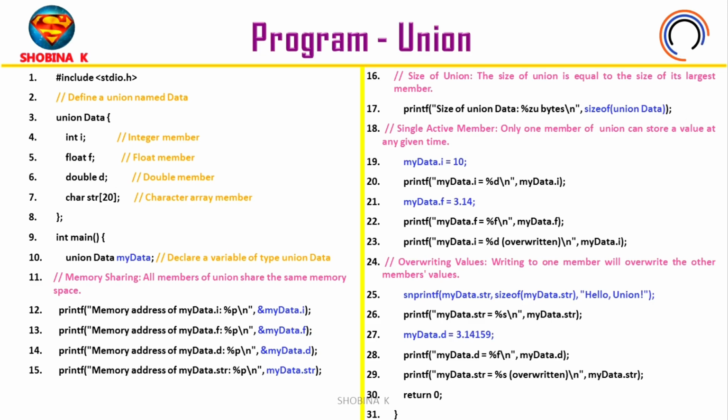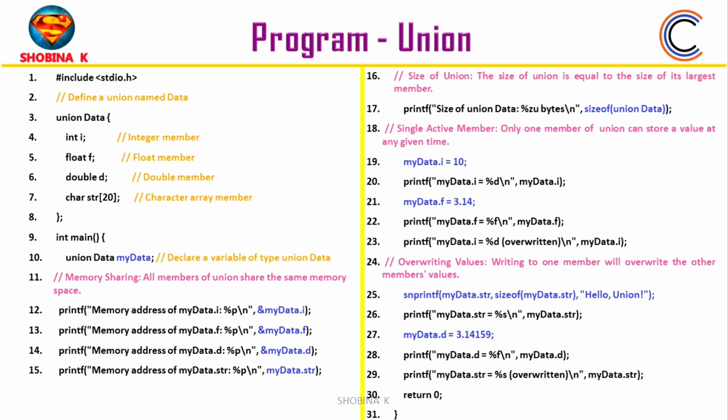Let's see an example that demonstrates memory sharing, size of a union, single active member, and overwriting values in a union. Now let's go through the code line by line. First, include the standard input-output header file, which is necessary for using printf and other standard I/O functions. Next, we define a union named data that contains 4 members: int i, an integer member; float f, a float member; double d, a double member; char str[20], a character array member with size of 20. Unions can hold only one of these members at a time because all members share the same memory space.